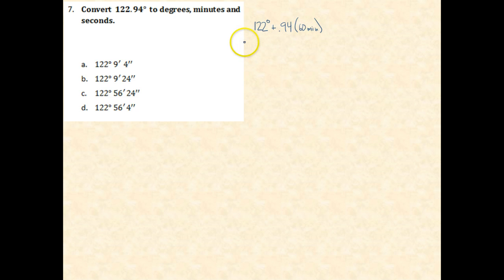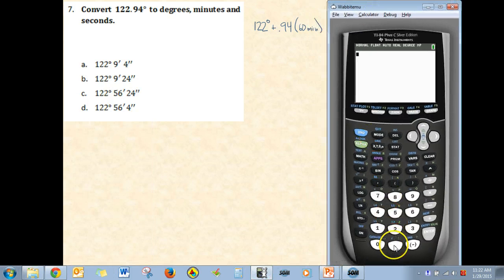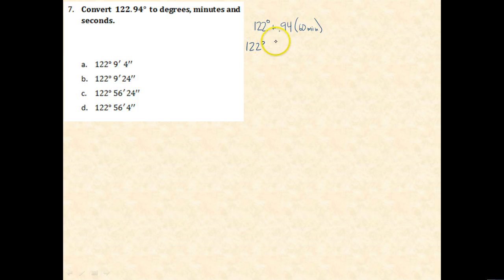So our calculator is going to help us. We're going to do 0.94 times 60 minutes, and we get 56.4. So what we have now is 122 degrees, 56.4 minutes. So that really is 122 degrees, 56 minutes, and then 0.4 of a minute, and a minute is 60 seconds.